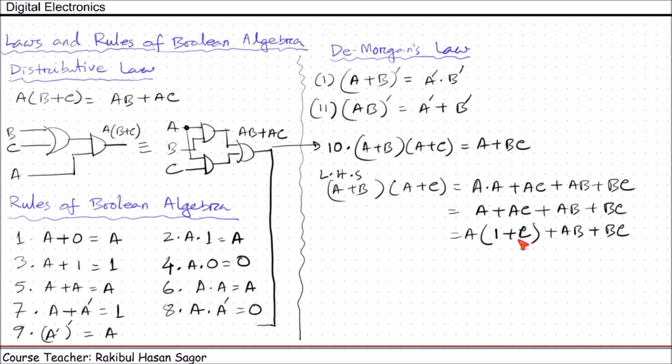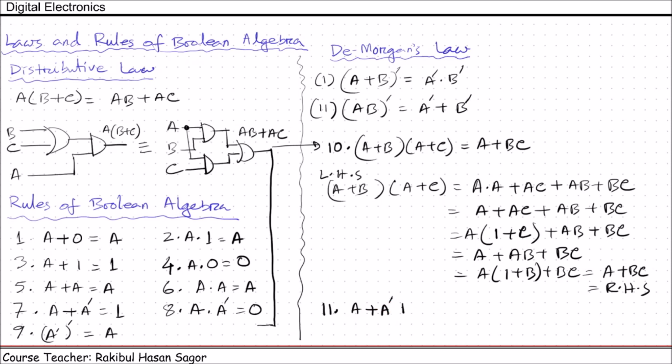Now 1 + C, 1 plus any variable is always 1. That will return us A + AB + BC. Next, again, if we take A common, A(1 + B) + BC. Again, 1 + B will return us 1. And finally, we'll get A + BC, which is equal to the right-hand side. So this is proved. We have another rule, rule number 11, which says A + A'B is equal to A + B. Now I want you to prove this. This is your homework.